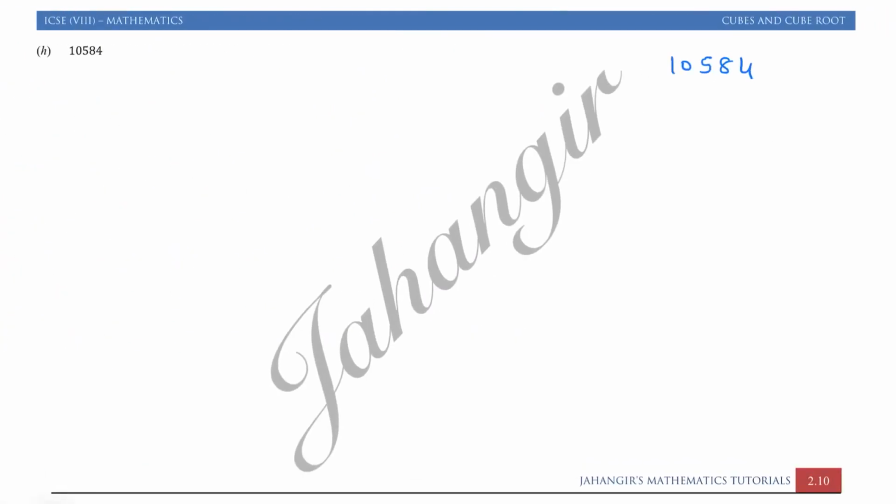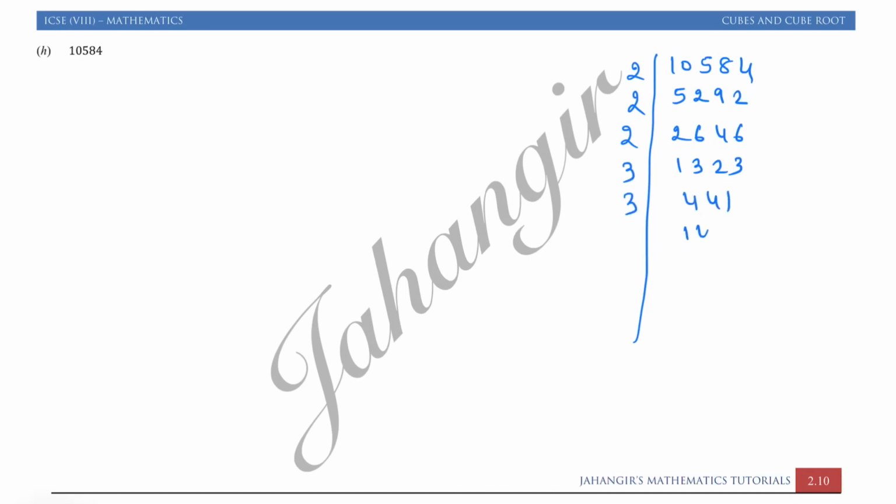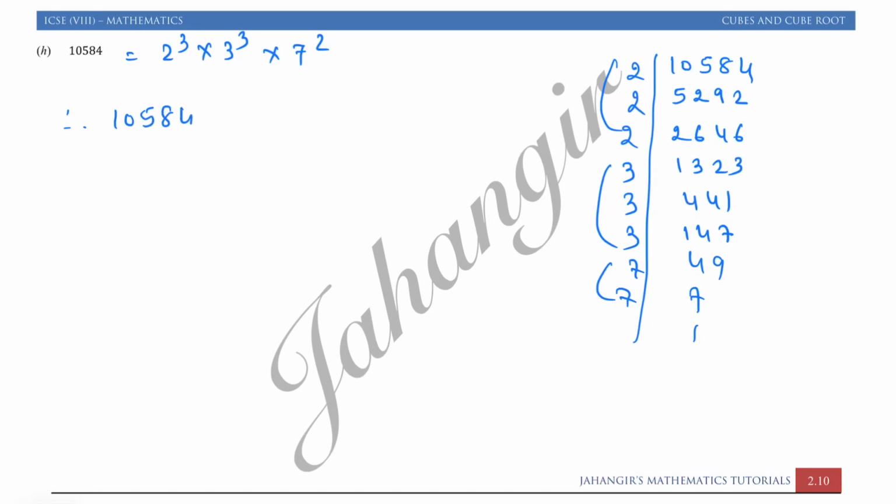One zero five eight four. 2 5s are 2 2s are 2 9s are 2 2s are 2 6 4 6 1 3 2 3 3 से let's start 3 4 4 1 3 1 47 3 49 7 7 7 1. So here we have 2 के pairs, 3 के pairs, but 7 के pairs we don't have. 2 cube into 3 cube into 7 square. So therefore I can say 10584 is not a perfect cube.